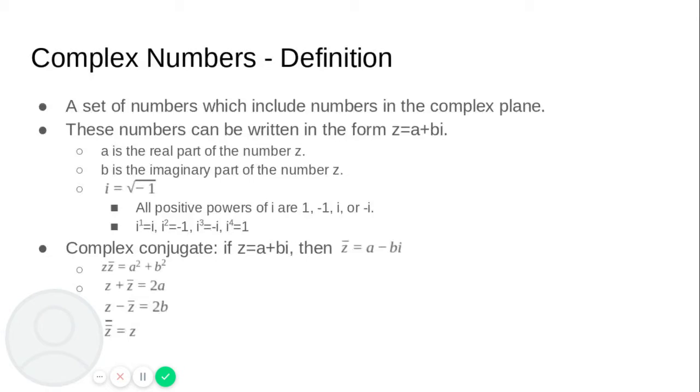z plus the complex conjugate of z is 2a, z minus the complex conjugate of z is 2bi, and the complex conjugate taken twice of z is equal to just z. Again, these are things that you can work out on your own if you'd like to see them in a bit more detail.